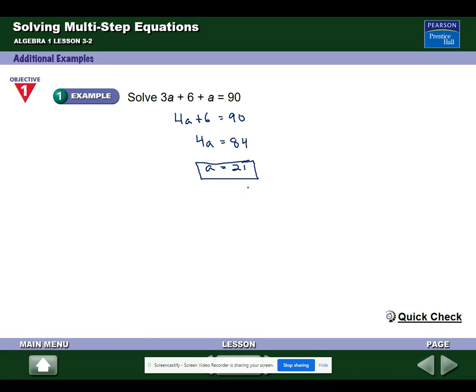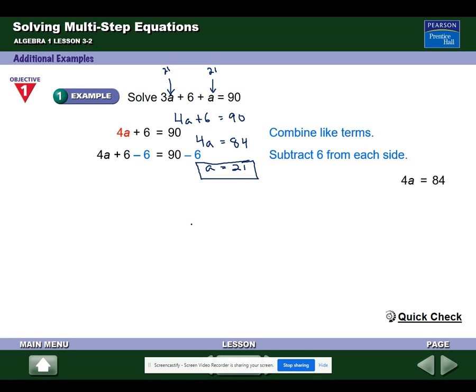By the way, 21 times 3, if I plug that in right here, if I plug 21 in for a, 21 times 3 is 63, plus 6 would be 69, and then if this is 21 also, 69 plus 21 is in fact 90. It checks.